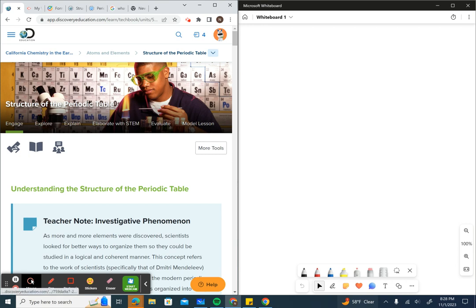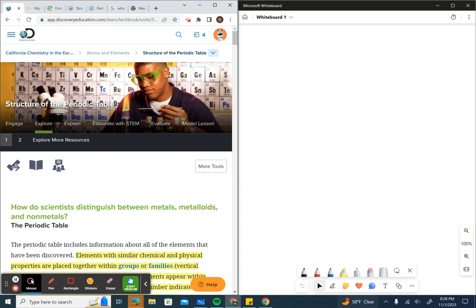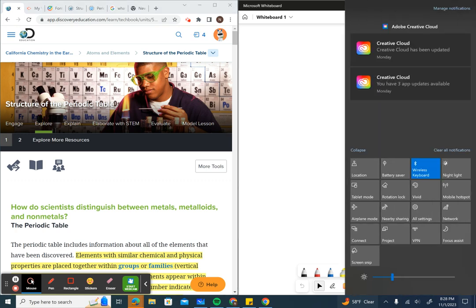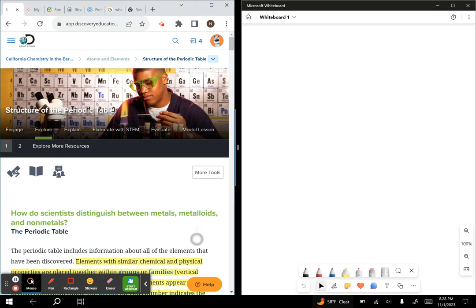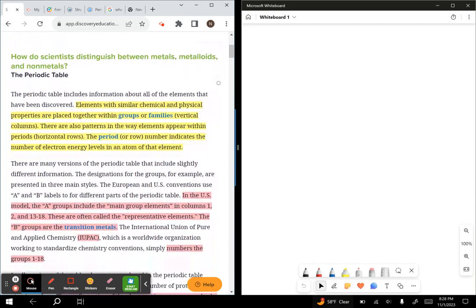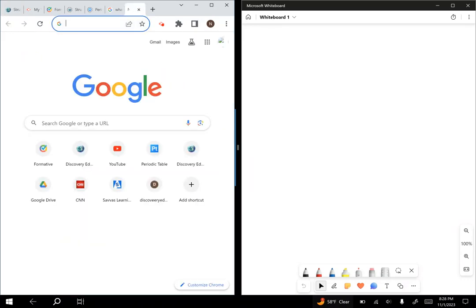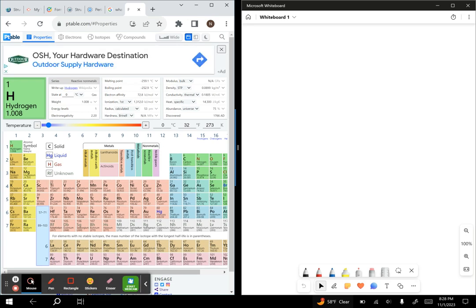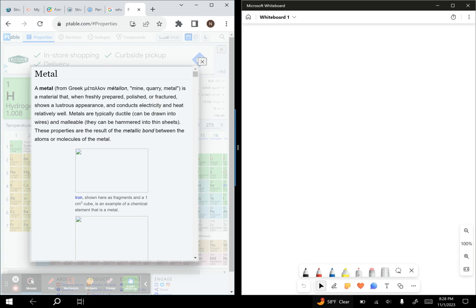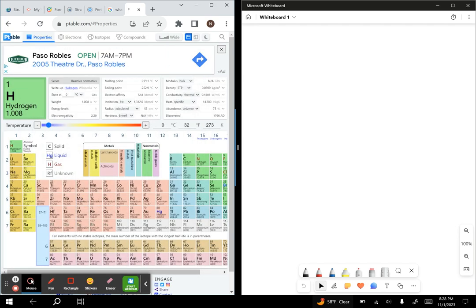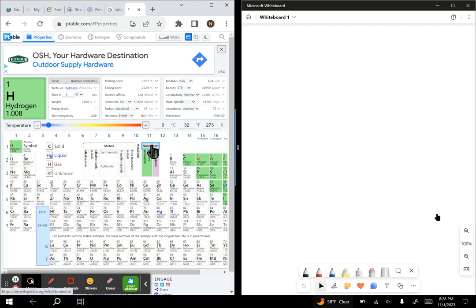So if we go into our Explore page here, and let me just go ahead and change this to tablet mode, go back there. The essential question for Explore 1: how do scientists distinguish between metals, metalloids, and non-metals? Okay, so if you recall, if we went to our P table, you could see that there were the metals. You had the non-metals, you can see that, and then you had the metalloids, which were kind of like this jagged line in between, right?